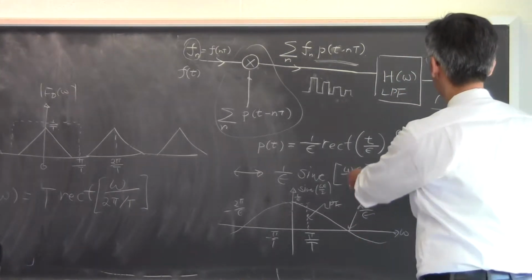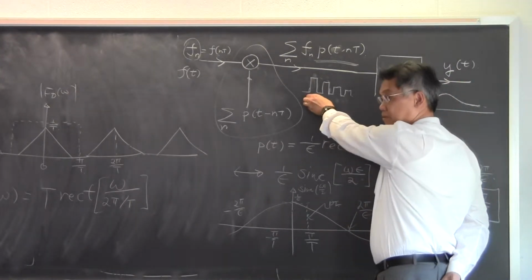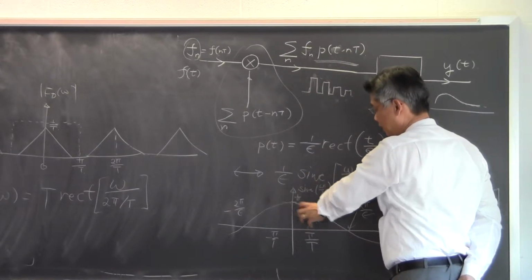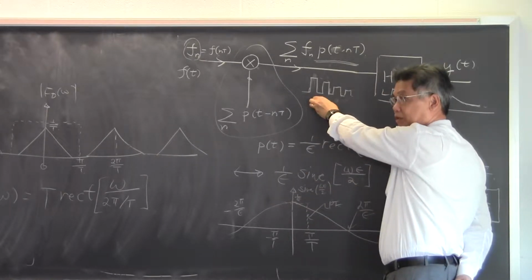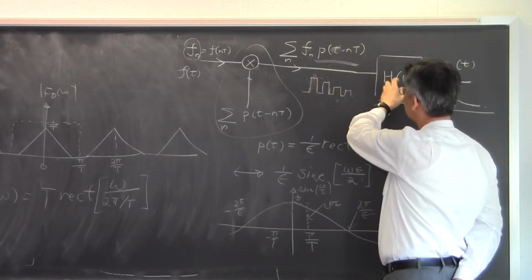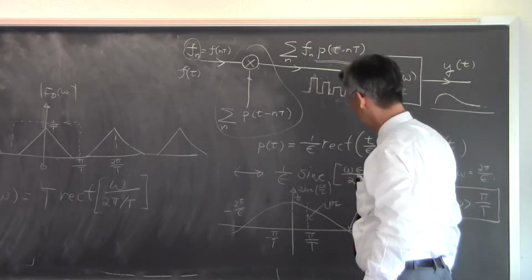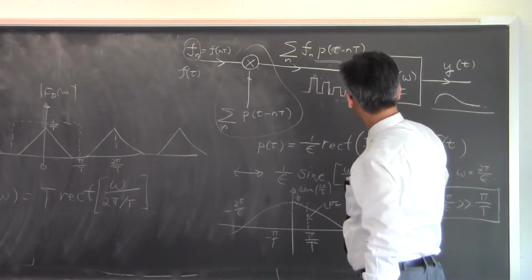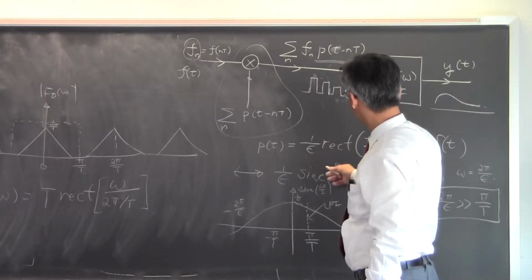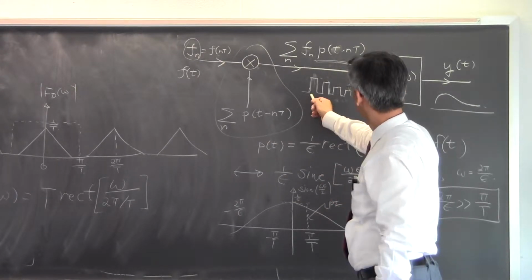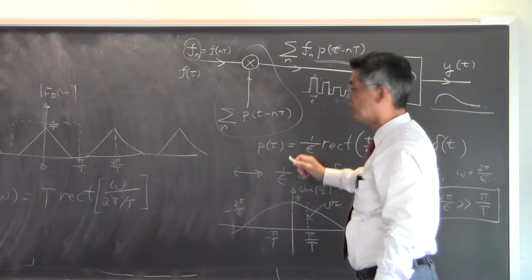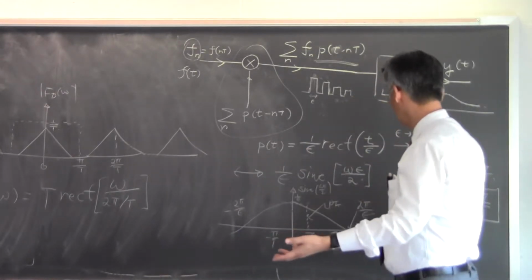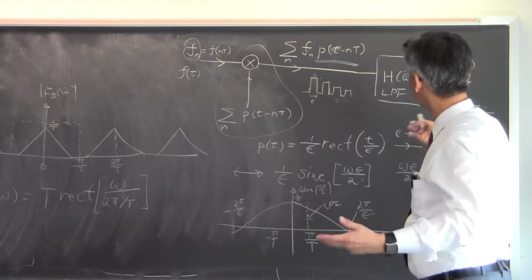So it doesn't matter how narrow you make these pulses. You will not see the high-frequency components of these pulses as it passes through the low-pass filter. And it's immaterial how big this epsilon is, because it's so much higher than the frequency of the low-pass filter, and it doesn't matter.